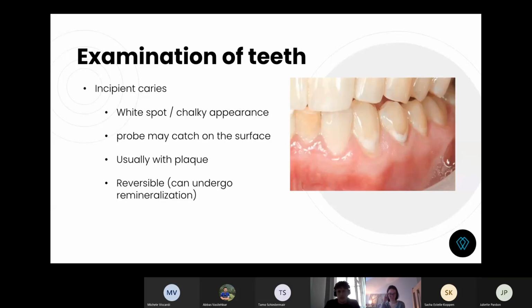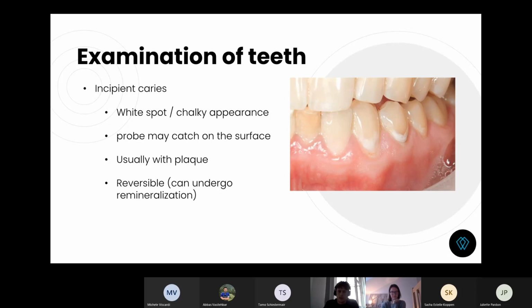What's often hard to see or maybe just confused with some white spots on the tooth is incipient caries, which is just the first demineralization of the enamel. It's basically the start of a caries lesion. It's also called a white spot lesion, and it has a white or chalky appearance. The probe may catch on it if you rub on it. It's not totally smooth like the normal enamel. It's usually in areas where there's a lot of plaque and bad oral hygiene. So this could develop because of the bacteria.